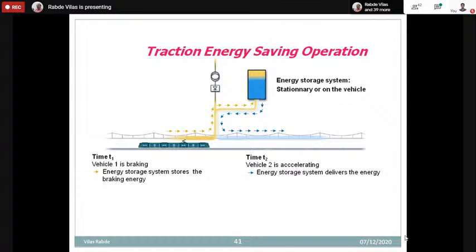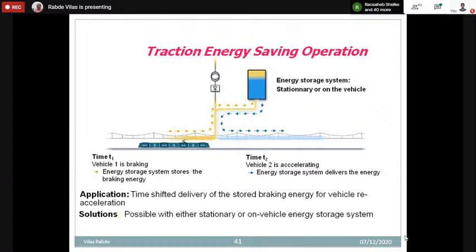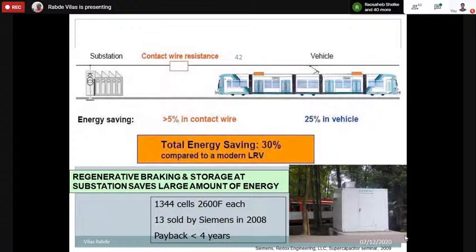So if we apply this in the Mumbai suburban railway, a lot of grid wastage can be saved, because grid balancing will happen and the need for peak power will go down drastically. So this is an energy saving of 30%. In this system, there are 1344 cells of 2600 farad each, and 13 were sold by Siemens in 2008. And payback is just 4 years. So this is gaining popularity, especially in European countries.